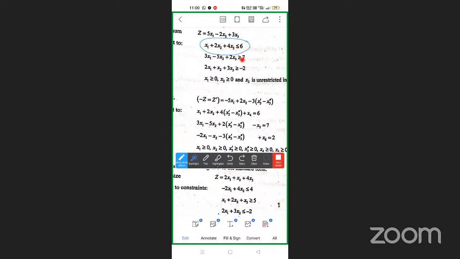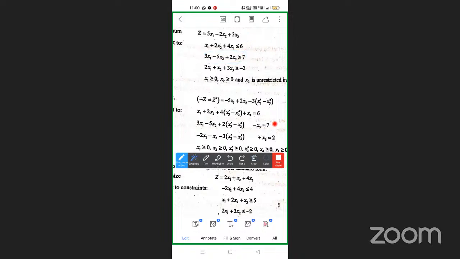Next, the second one is greater than or equal to 7. In this case, we subtract x5. So 3x1 minus 5x2 plus 2 into x3 dash minus x3 double dash, because x3 is unrestricted in sign. In each and every case, replace x3 with x3 dash minus x3 double dash. Then minus x5, because to convert greater than or equal to into equality, we subtract x5. So this is equal to 7.